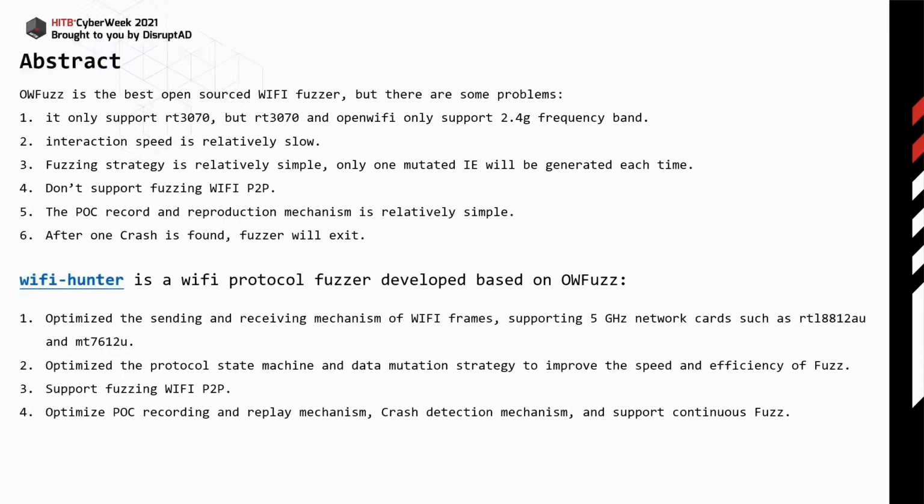Wi-Fi Hunter is a Wi-Fi protocol fuzzer developed based on OW fuzzer. Its main optimizations are as follows. First, it optimizes the send and receive mechanism of Wi-Fi frames, which makes it support 5G band network cards such as RTL8812AU and MT7612U. Second, it optimizes the protocol state machine and data mutation strategy to improve the speed and efficiency of fuzzing. Third, it supports fuzzing Wi-Fi P2P. Fourth, it optimizes the POC recording and replay mechanism and crash detection mechanism, and supports continuous fuzzing.